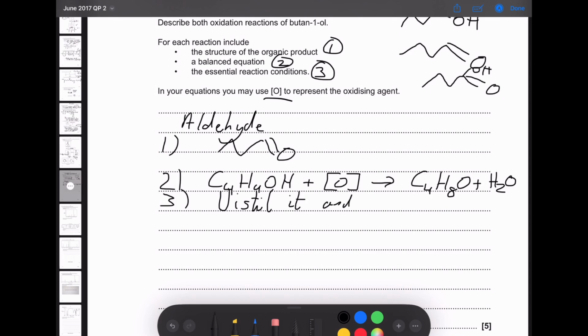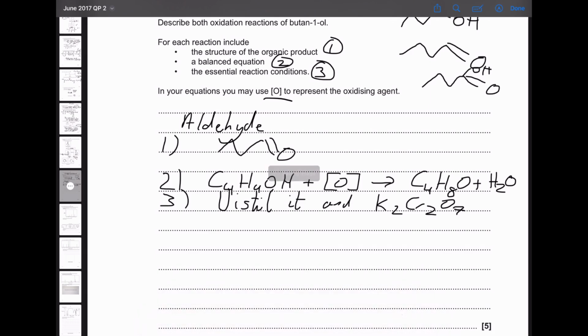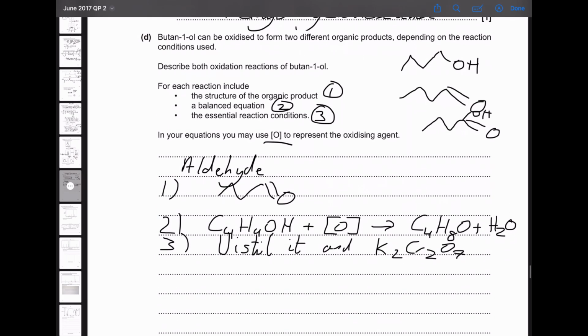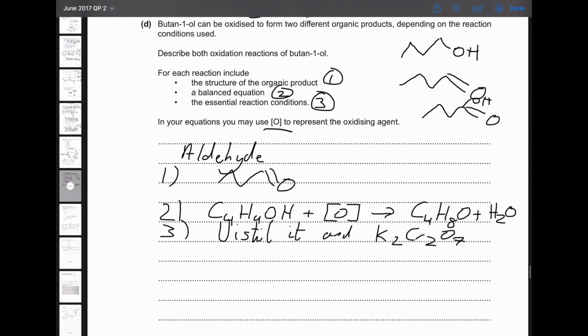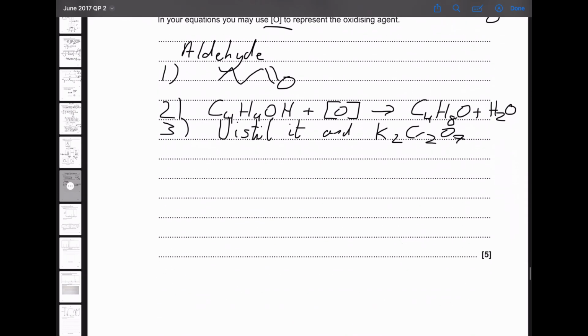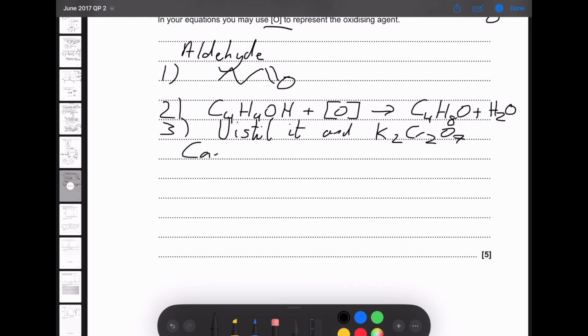And we need K2Cr2O7. Now that's not in the mark scheme, but it can't hurt to write it in. It takes 2 seconds, and it could be an extra mark. It's not in this question, but if you had a question similar to this, it very much could be. So then we've got carboxylic acid.